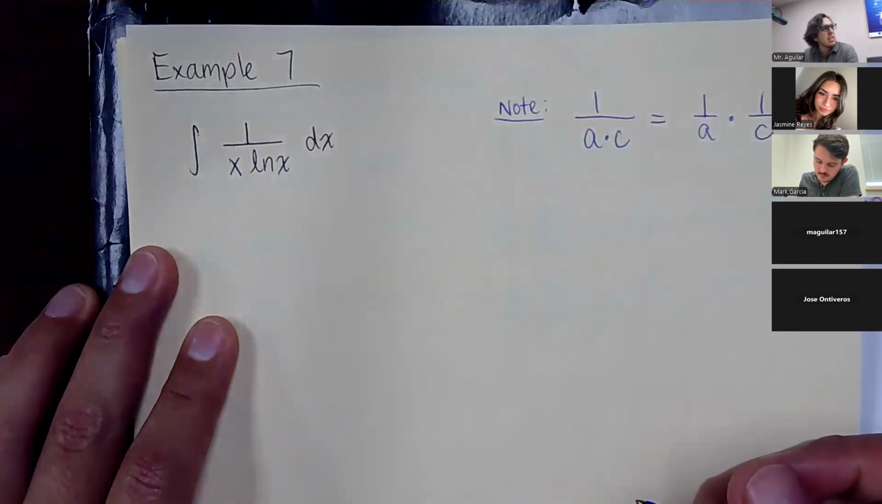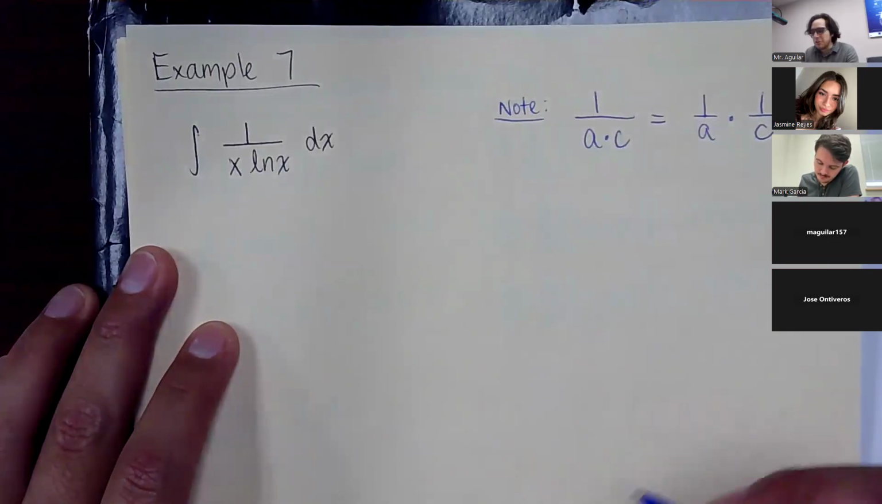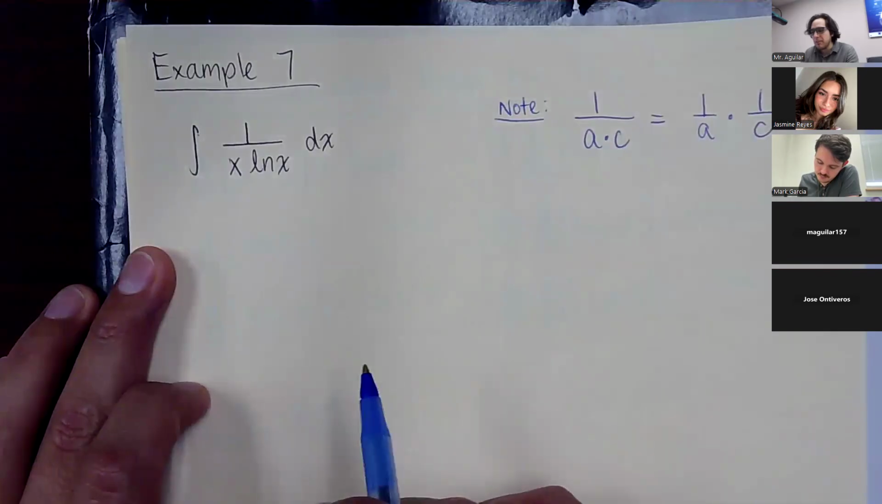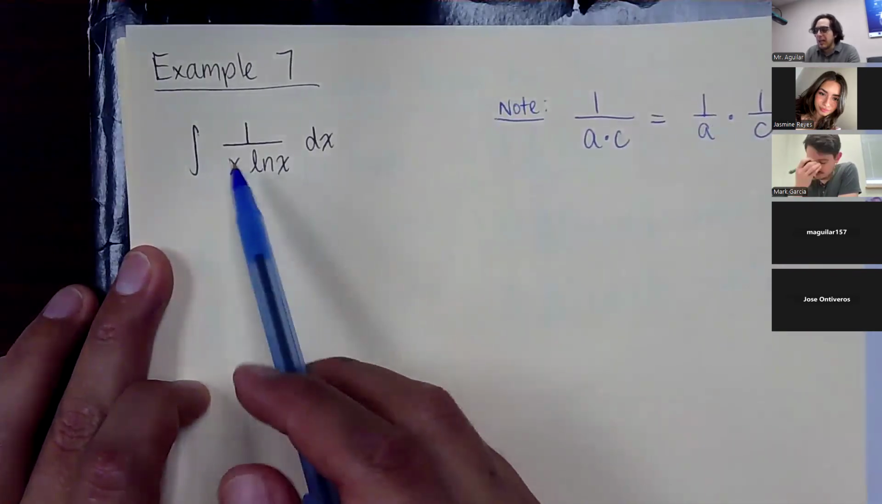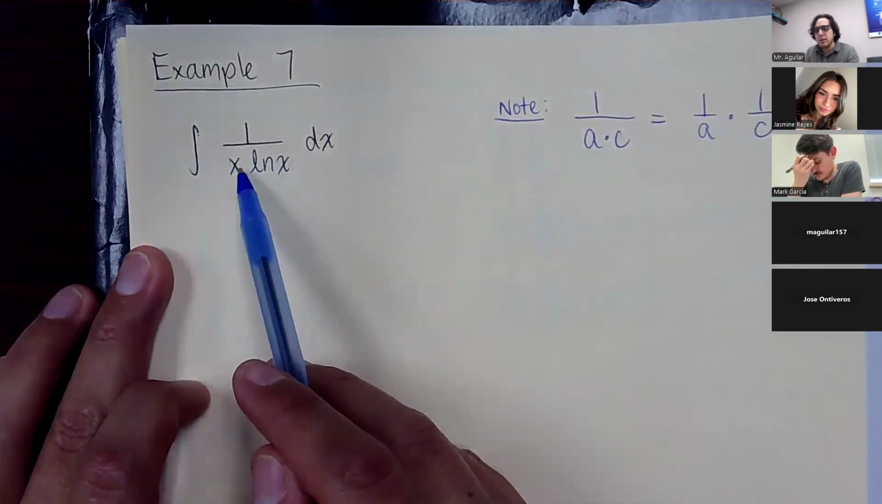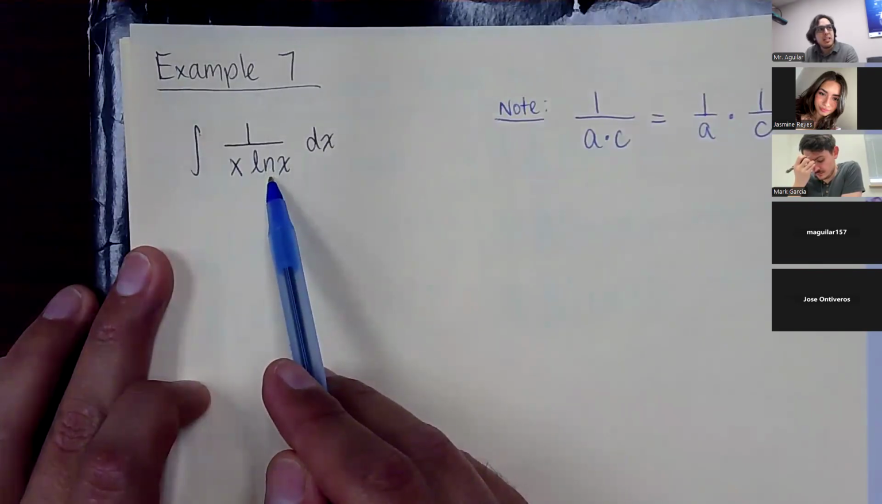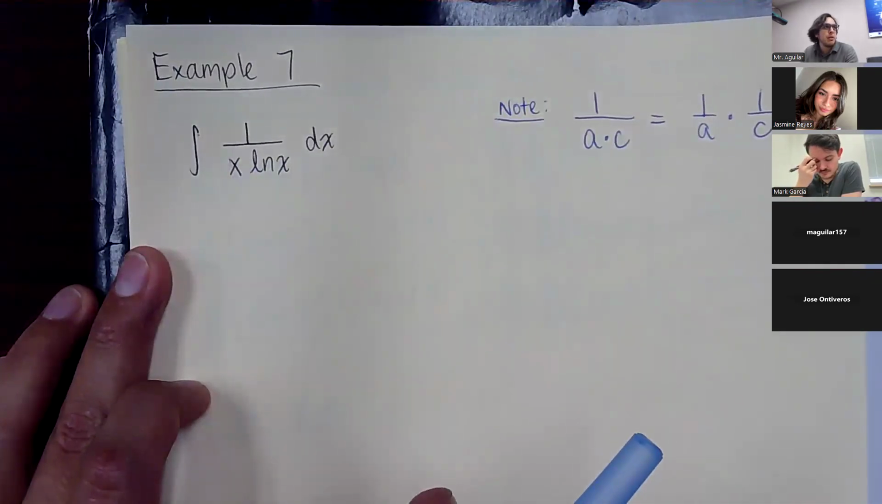I don't know why I didn't do a and b. A and c just jumped out at me, right? Just in terms of picking random variables there. Okay. So all I'm saying is that if I have 1 over something times something else, it might be useful to split that up into 2 separate fractions.